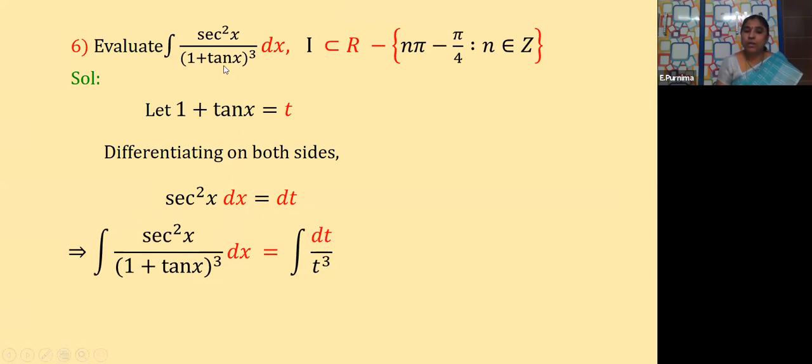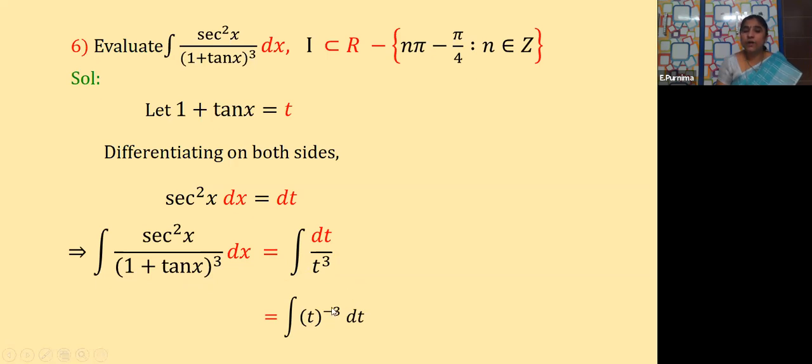Why have I got the cube here? Because the term 1 plus tan x whole cube is there in our question. Yes or not? So the 1 plus tan x is our t cube. So what is this 1 by t cube? We don't have a direct formula for 1 by t cube. But what we do is the t cube term can be sent to the numerator. So it goes to the numerator and becomes t to the power of minus 3.